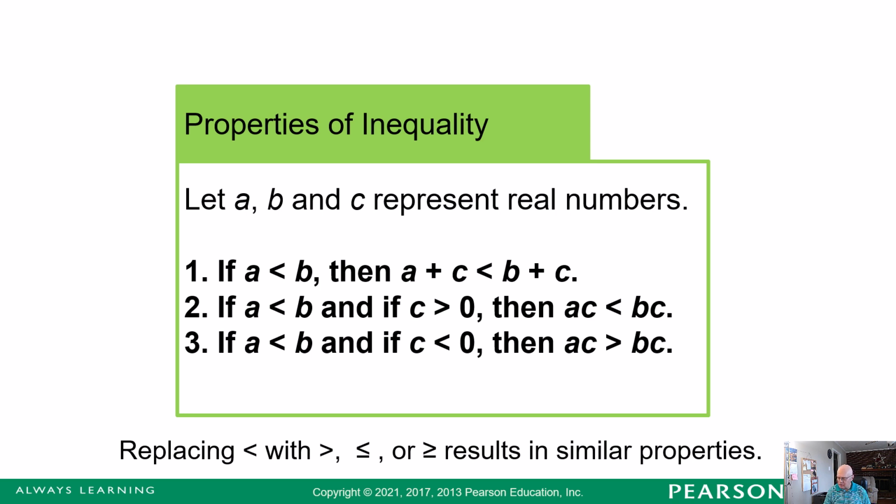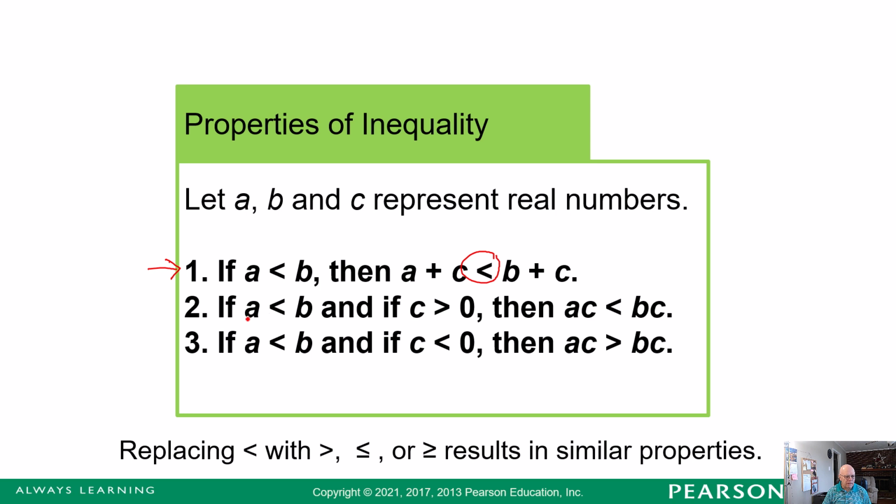And some of them will sound very familiar, actually. This first one says, and remember, A, B, and C are just numbers. If A is less than B, then if you add a number C, whatever it is, to both sides, you still get the same inequality. Nice, just like with equations.